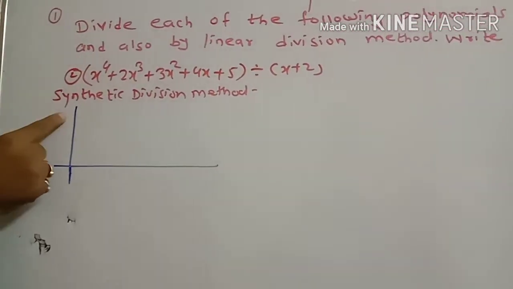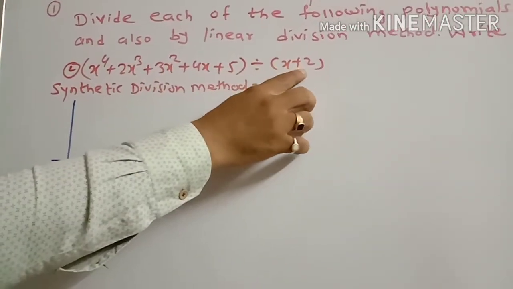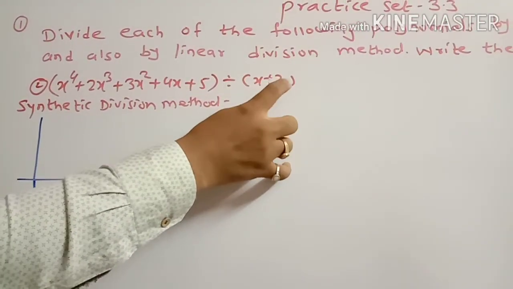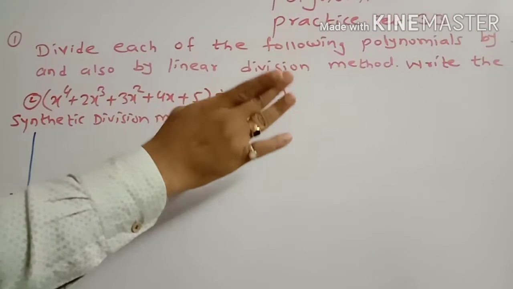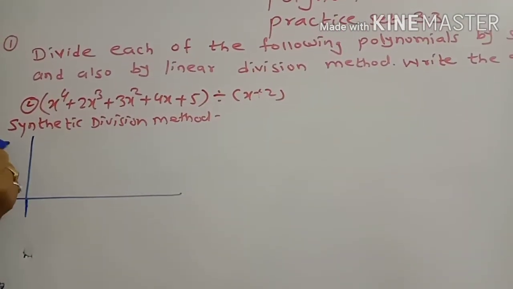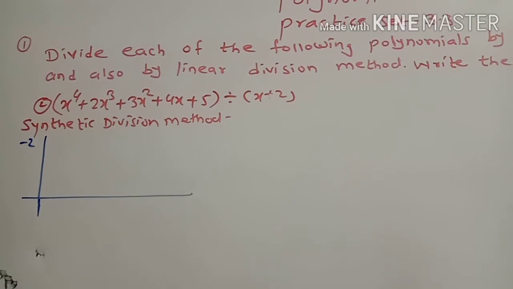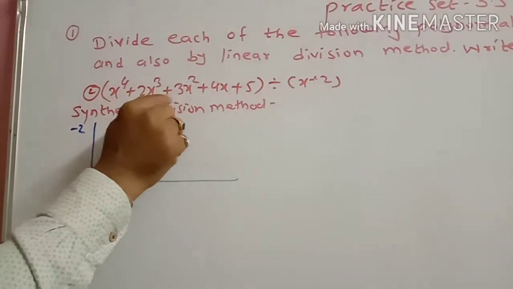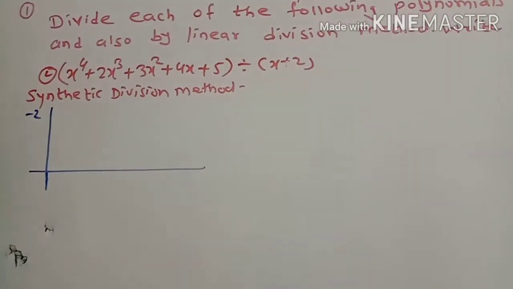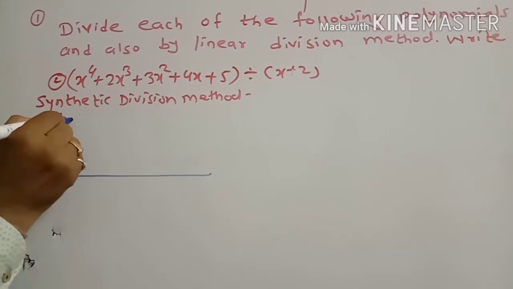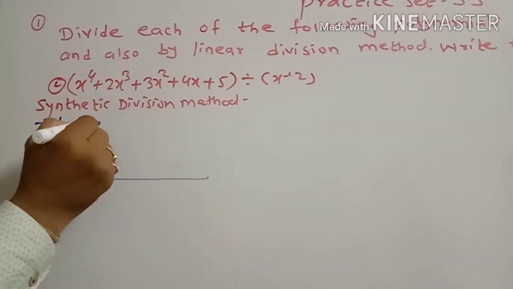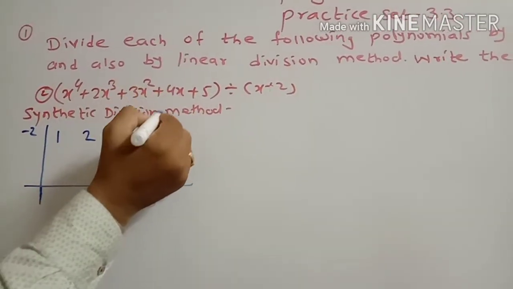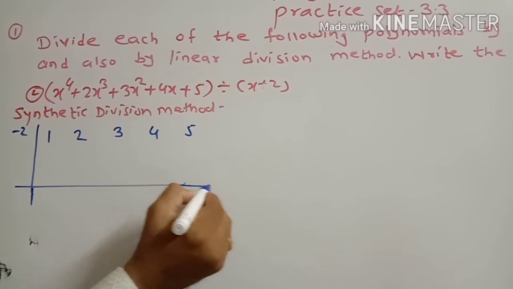To the left of the vertical line, write the opposite of the constant term of the divisor. The constant term of the divisor is plus 2. The opposite of plus 2 is minus 2, and therefore we write minus 2 to the left of the vertical line in the first row. Then in the first row, right of the vertical line, write the coefficient of each term of the dividend. X raised to 4, the coefficient of x raised to 4 is 1. 2x cube, the coefficient is 2. 3x square, the coefficient is 3. The coefficient of 4x is 4, and then the constant term.